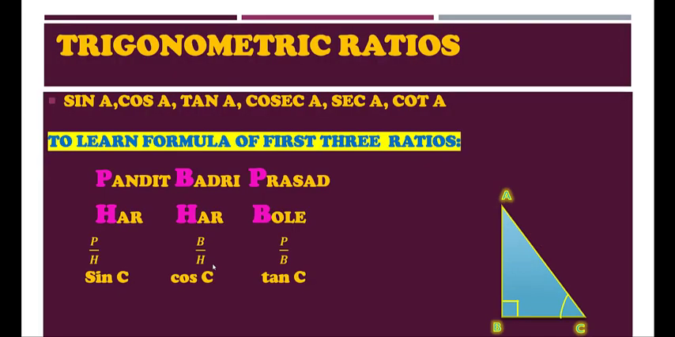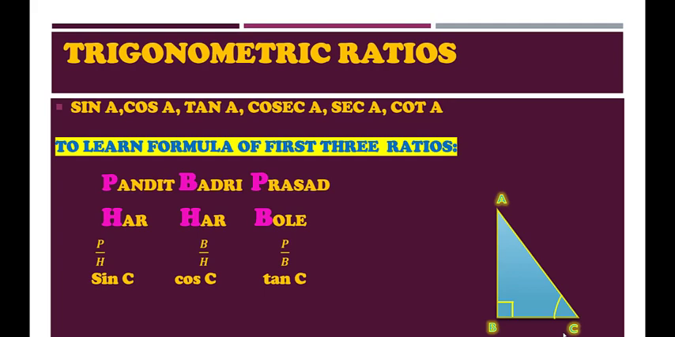Now we have 6 main trigonometric ratios which we will be discussing as per the syllabus of class 10. They are sin A, cos A, tangent A, cosecant A, secant A and cotangent A. So there is a trick to learn the formulas of these. Remember this line, Pandit Badri Prasad Har Har Bole. In that case, the first letter of each word is taken: P from Pandit, B from Badri, P from Prasad, H from Har, H from another Har, B from Bole.